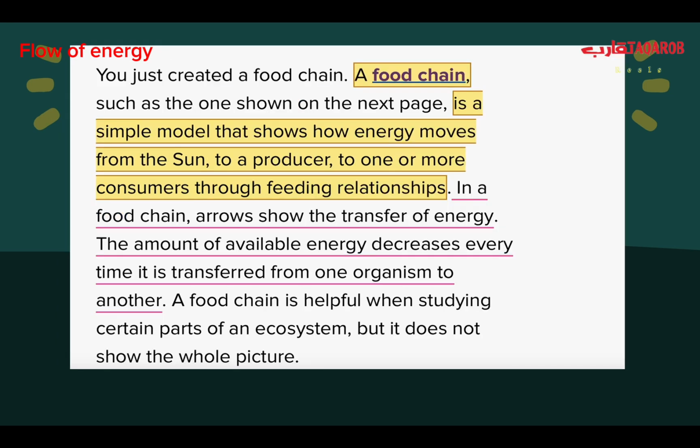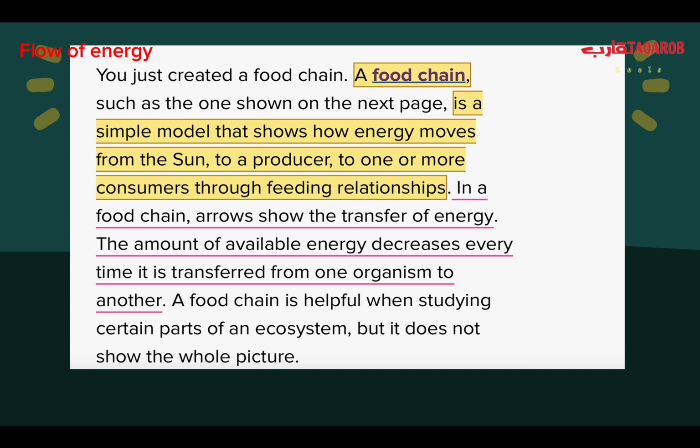So let's find out. First, we are going to talk about food chain. A food chain is a simple model that shows how energy moves from the sun to producers to one or more consumers through feeding relationships. So the first one of the food chain is the sun, because it's the source of energy. Then from the sun to a producer like plants, to one or more consumers through feeding relationships.